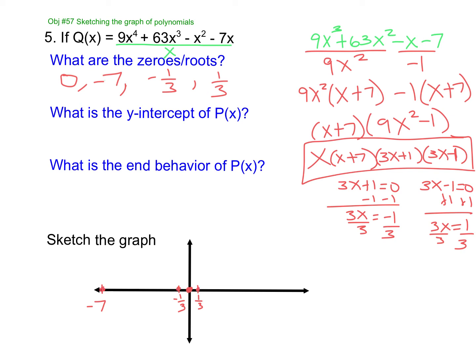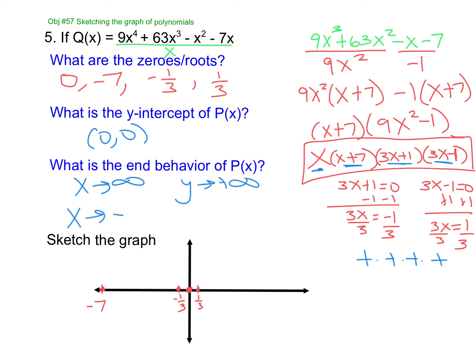All right, so as x goes to infinity, y-intercept is 0. If we plug in 0, we get 0. X goes to infinity. So I have 4 terms, right? 1, 2, 3, 4. So 4 pluses gives me a plus. And then for negatives, no negatives in front. 4 negatives, 1, 2, 3, 4 gives us a positive again. So we're going up on both sides here.